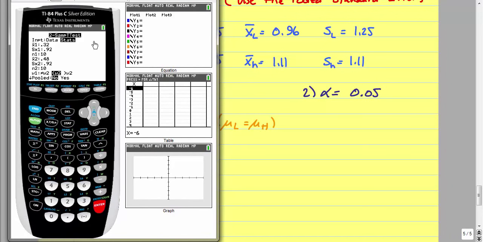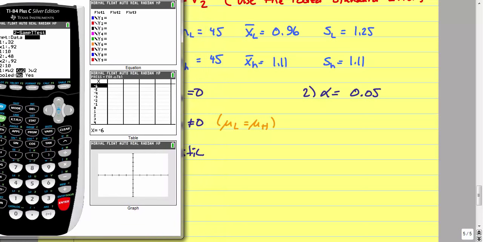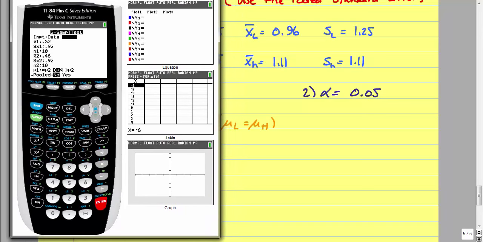So first of all, I'm entering my data, so I choose stats. If you have your data in columns, your raw data, you could choose data here. And if I chose data, they would ask me for some other information here. They would say, okay, what's your list 1 and 2, etc. But we don't have raw data, we have summary statistics. So for my low values, that would be 0.96 for my average.